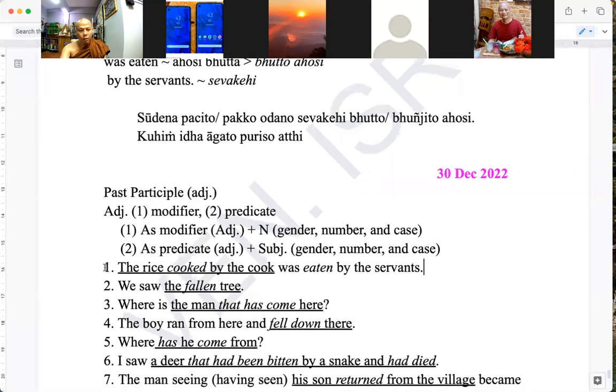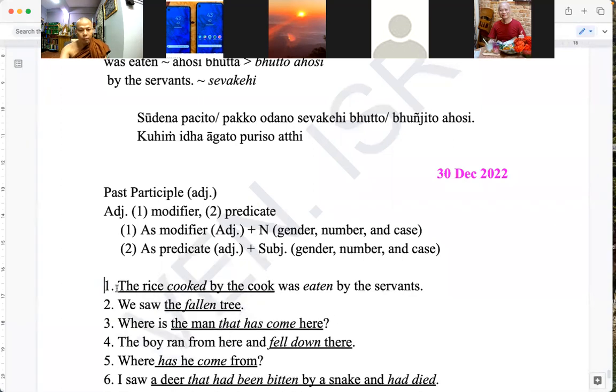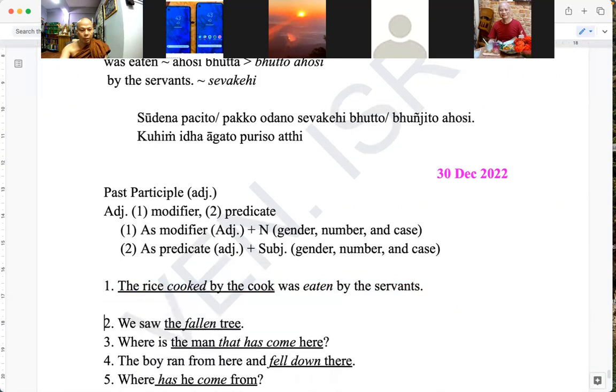So now in the first exercise: "The rice cooked by the cook was eaten by the servants." In this sentence, because of the italic form, we can understand that "cooked" is also a past participle, and "eaten" is also a past participle. Okay, so we already know that.